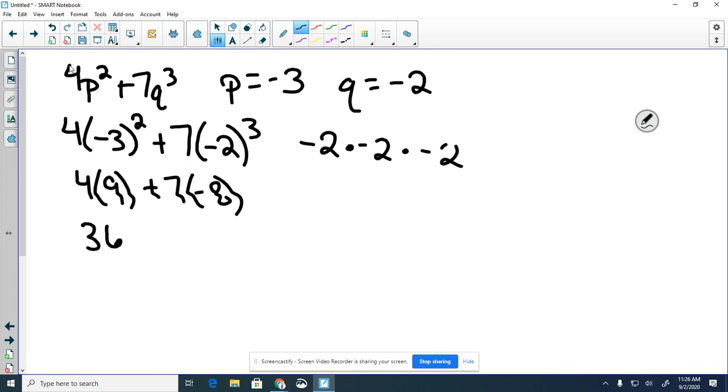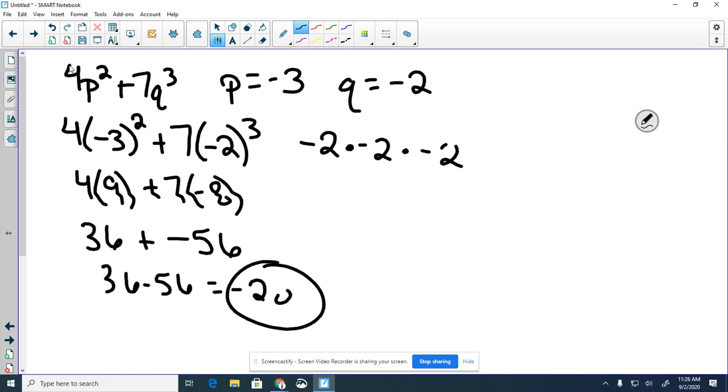4 times 9 is 36. 7 times negative 8 is negative 56. We can think about this as just subtraction. You should get negative 20.